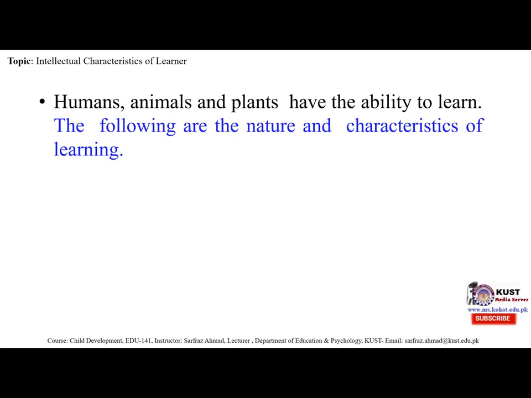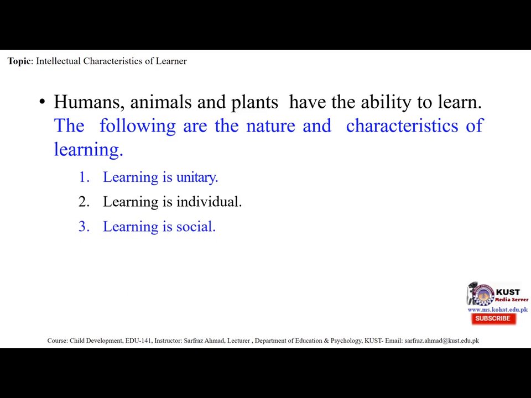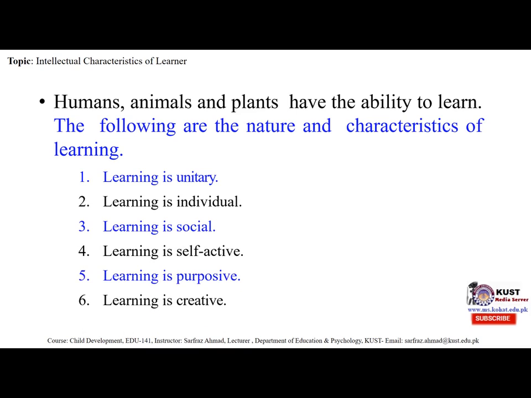Humans, animals, and plants have the ability to learn also. So the following are the nature and characteristics of learning. What are those? Learning is unitary. Learning is individual. Learning is social. Learning is self-active. Learning is purposive. Learning is creative. And learning is transferable.